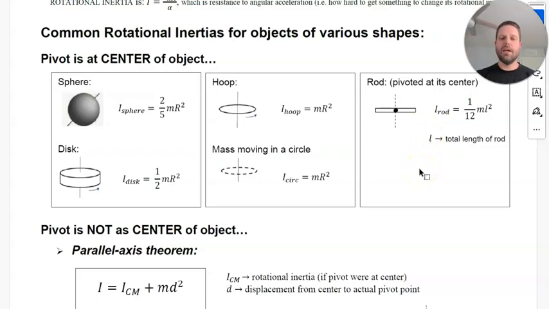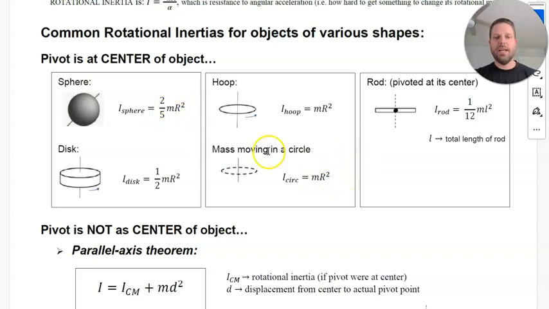Therefore, the easiest location that we can put our pivot and have an object spin would be at the object's center. That's why all of these objects are defined as having an I value based on a pivot at the center. It's the smallest I value we can get for each of these individual objects. It should also be noted here that a hoop and a mass moving in a circle are the same because in both cases the mass is located on the perimeter of a circle. So whether you have a point mass or a hoop that has a mass on its perimeter, they're essentially the same in terms of their rotational inertia.